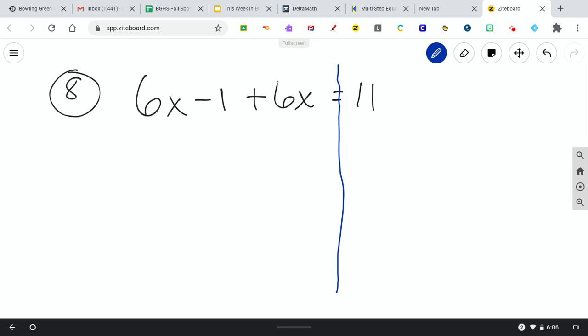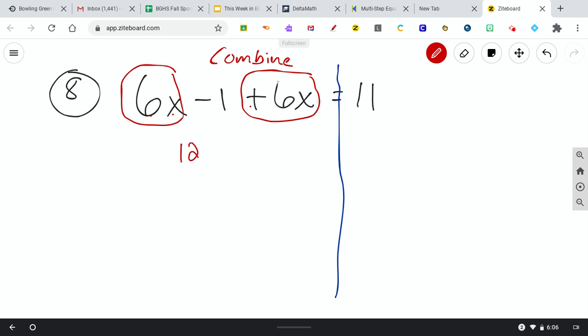So I draw my line. And what you want to notice is that on the same side of the line, like we've been saying, I have this 6x and this 6x. They're on the same side. So since they're on the same side, remember that means I can combine them. And I combine them the way that I see it from left to right. So 6x plus 6x. Well, 6 plus 6 is 12. So it gives me 12x. And then I just bring that down.